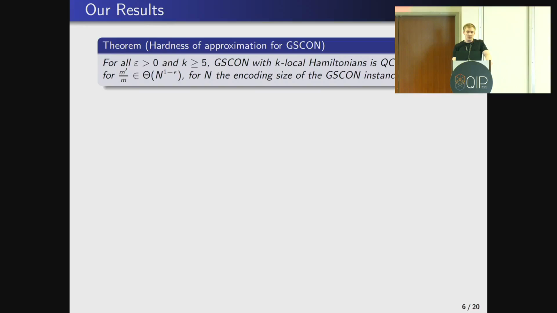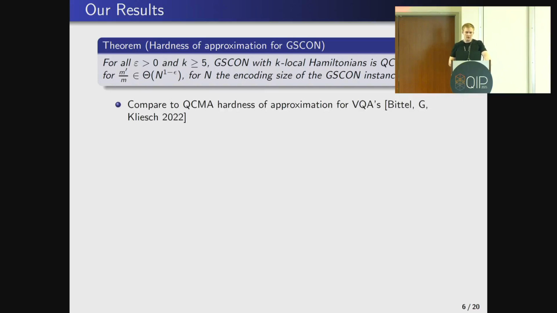Good. So now that I've introduced the problems, I can talk about our results. The main result is that we show that ground state connectivity is QCMA-hard and complete, even if we know that there's a factor between m and m prime of n to the 1 minus epsilon, where n is the encoding size, and m and m prime were the lengths of the paths connecting the ground states. We can compare this also to a result from Gharibian and Cliche from 2 years ago at QIP, where they showed QCMA hardness for VQAs with the same ratio.